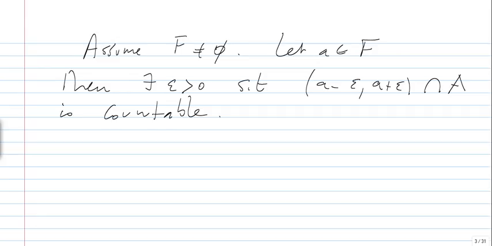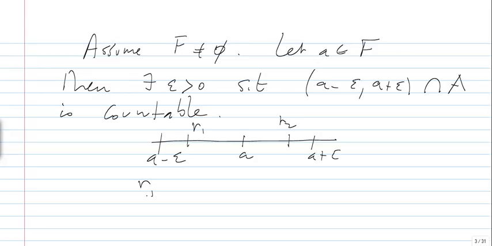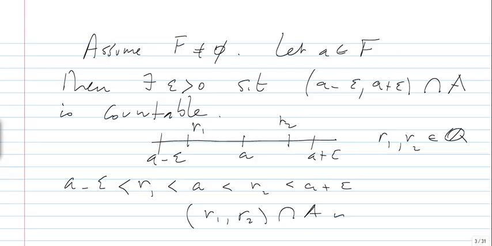Now, here is a, and here is (a minus epsilon, a plus epsilon). Because we want countable, we take two rationals r1, r2 in Q, by density of the rationals, such that r1 is between a minus epsilon and a, and r2 is between a and a plus epsilon. Obviously, (r1, r2) intersect A is countable because it is smaller than (a minus epsilon, a plus epsilon) intersect A, and a belongs to this intersection.